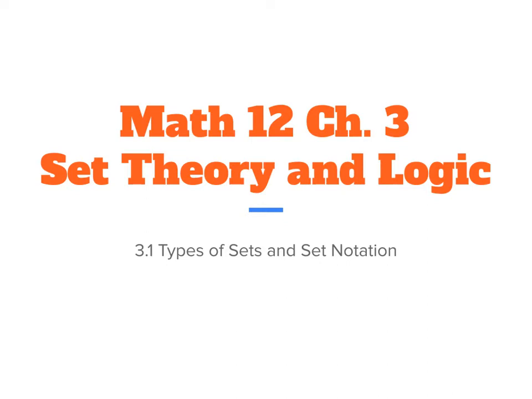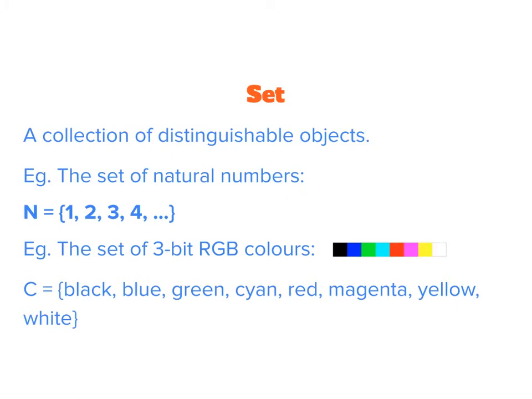So let's get started. So first, what is a set? When we talk about a set, it's a collection of objects. They don't have to be numbers. They can be things. So for example, the set of natural numbers would be 1, 2, 3, 4, and so forth. So you can see the notation that's used here. We have a variable for the set. So in this case, it is N.